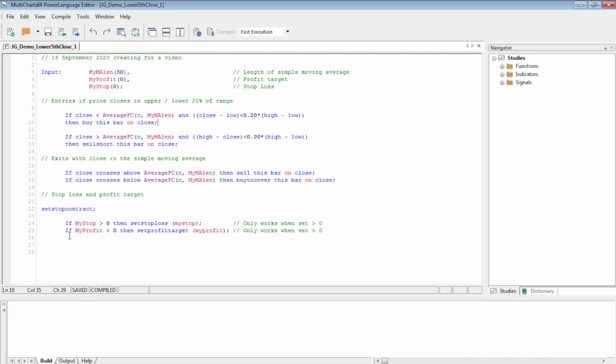And very, very similar with my profit. If my profit is greater than 0, then set profit target. And again, set profit target is the MultiCharts reserved word for setting a profit target. And it will set the profit target at whatever the input value we've put up here. And that's it for the basic code for this strategy.